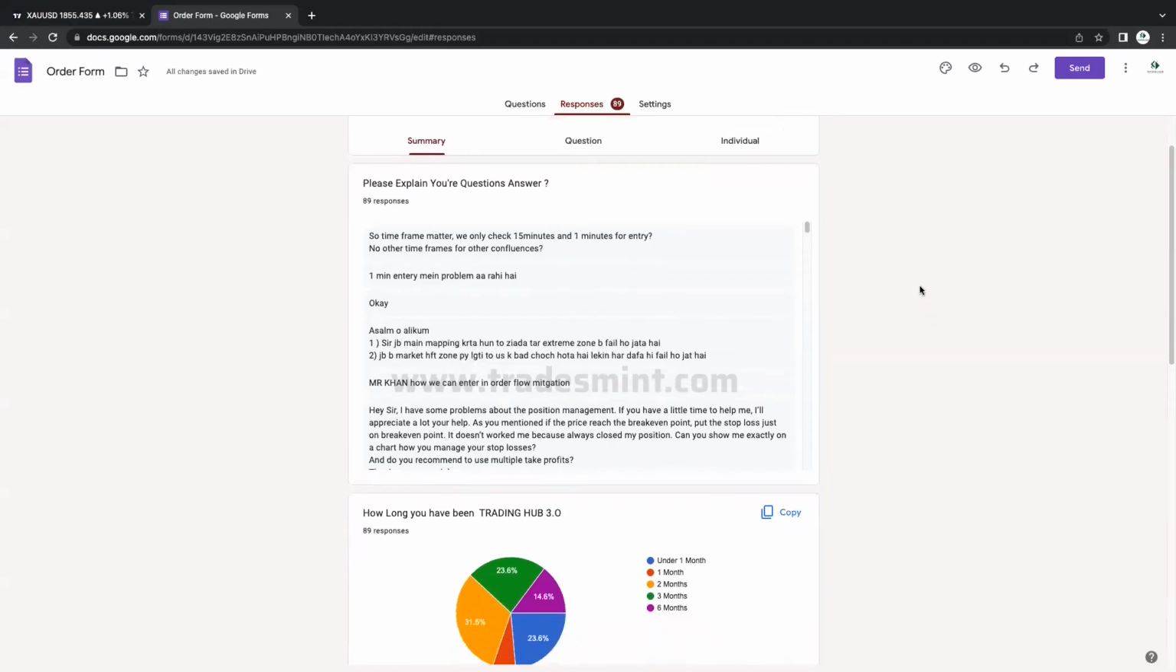The next question is: Assalamu alaikum. Okay, walaikum assalam. When I do market mapping, most of the time even extreme zones fail. Whenever the market goes to a higher time frame zone, CHoCH happens after that, but every time they fail. Look, the question is: when I'm marking the structure, then the extreme order block fails, right? So let me explain it here.